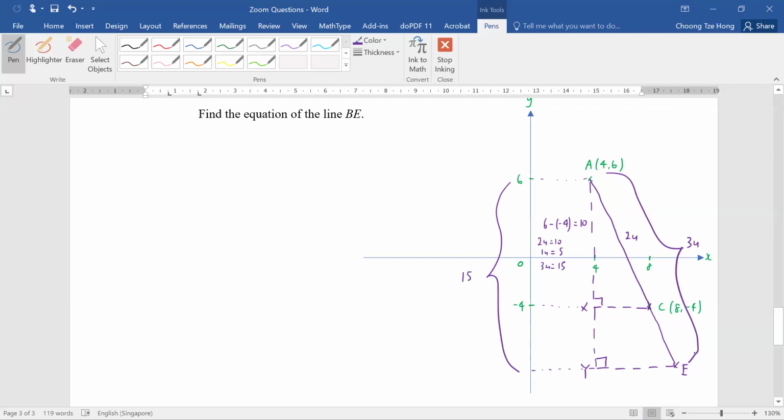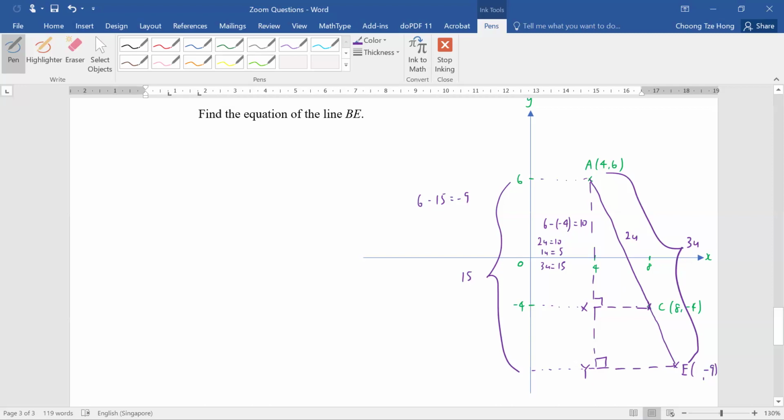Now this will enable us to find the y coordinate of point E already. Because the y coordinate of A is 6, you go down by 15 units. So 6 minus 15 is going to give us -9. So the y coordinate of E is going to be -9, right? So we can do the same thing for CX, because CX over EY is also going to be 2:3.